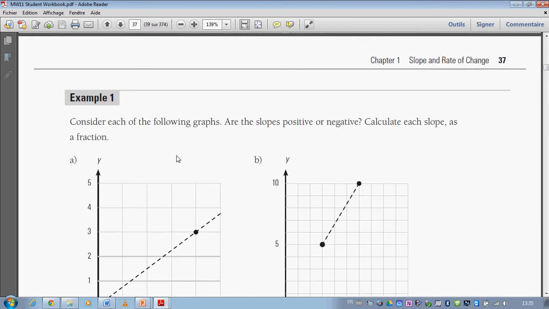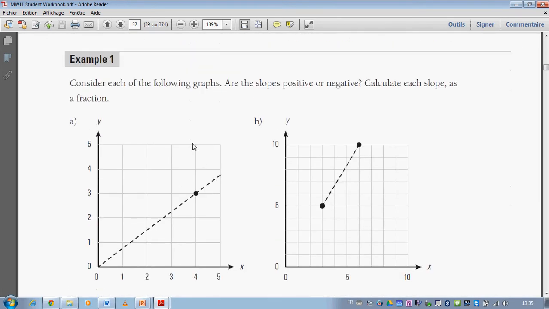Okay, so we've got a few questions here. The questions are asking whether the slope's positive or negative. It's pretty straightforward to tell which one is positive. Anything that increases is positive.